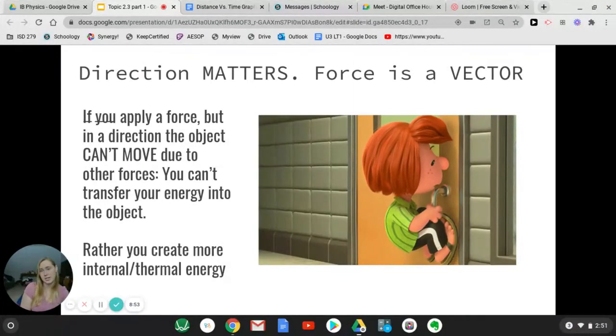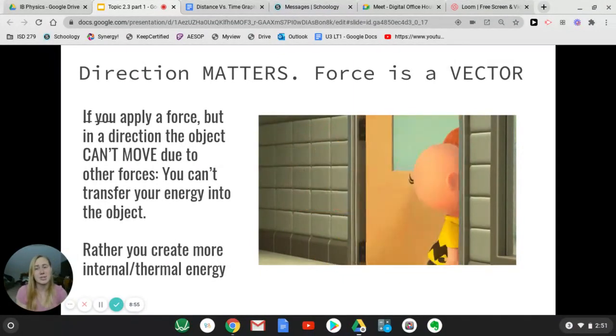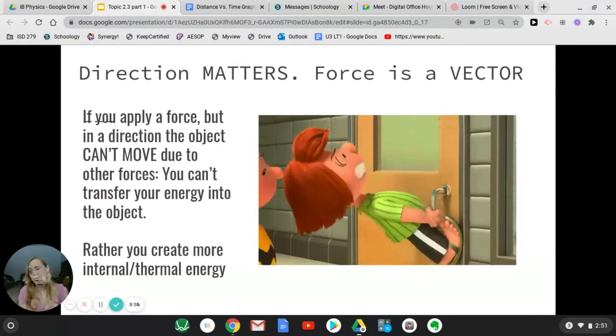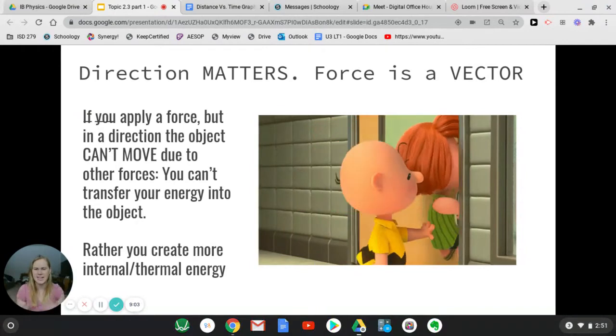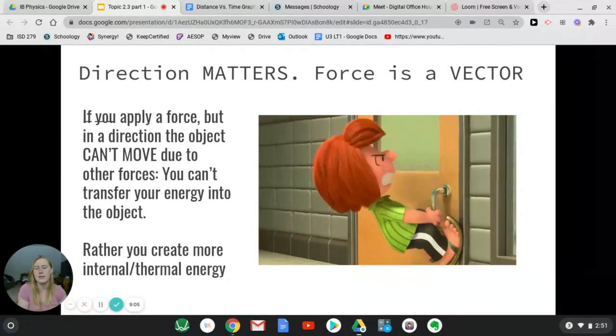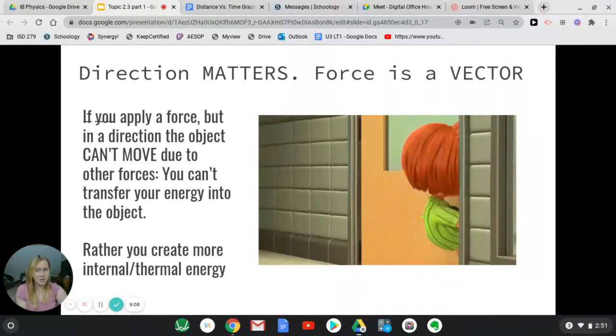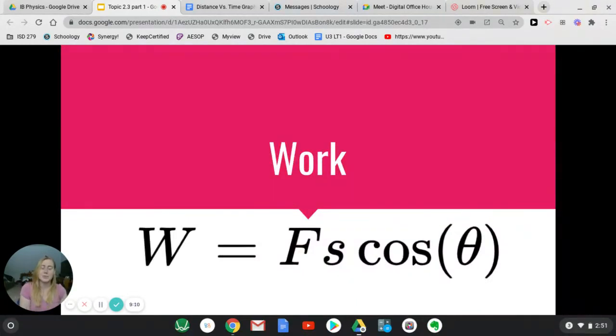If you could apply a force, but it's in a direction the object can't move, you can't transfer your energy into the object. Rather, you're just going to get frustrated and create lots of heat and internal energy and thermal energy. So the actual equation in your data booklet is this one. Work is equal to force times distance times the cosine of the angle between the two. So force, which is a vector, basically gets relegated to the force in the direction of the distance using this cosine angle.